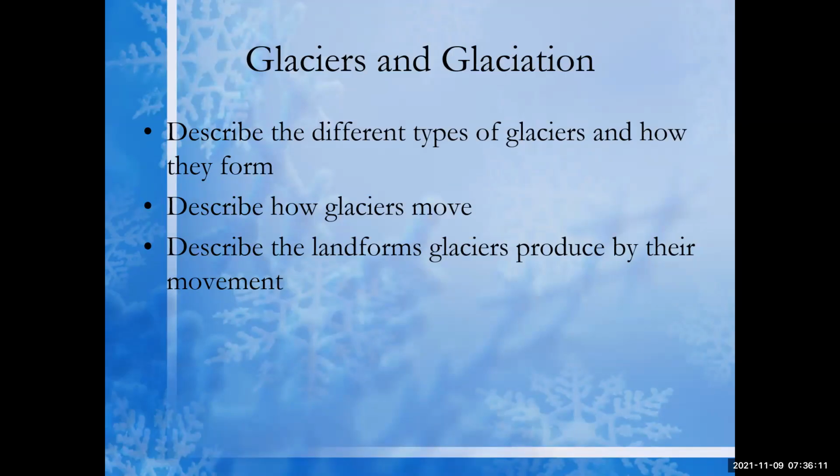So what are our objectives? Well, we're going to talk about the different types of glaciers that we see around the world and how they form. We're going to talk about how glaciers move and the landforms that they generate by that movement. And then we're going to talk about, again, the natural climate cycling and how climate has varied through time to make these glaciers go through periods of advance and retreat. So lots of fun ahead.